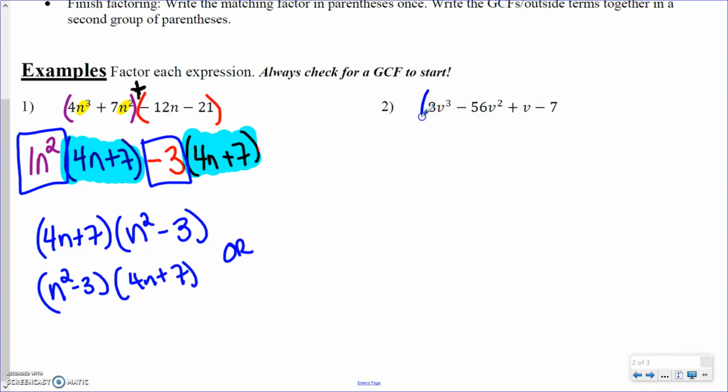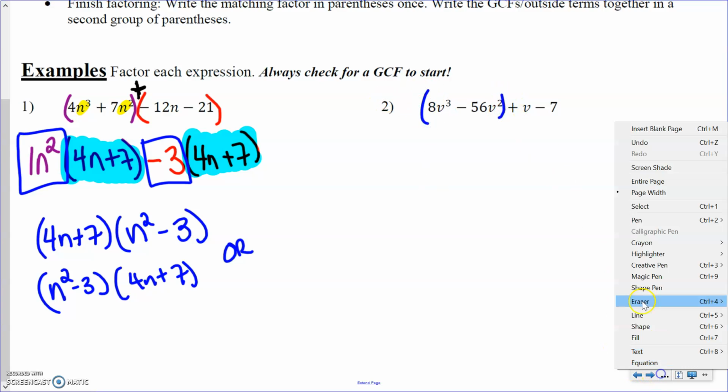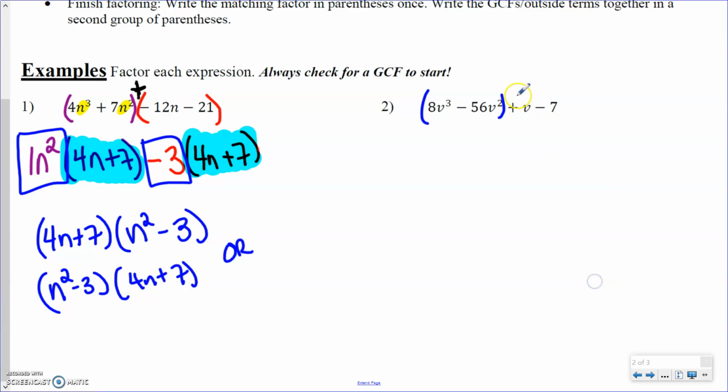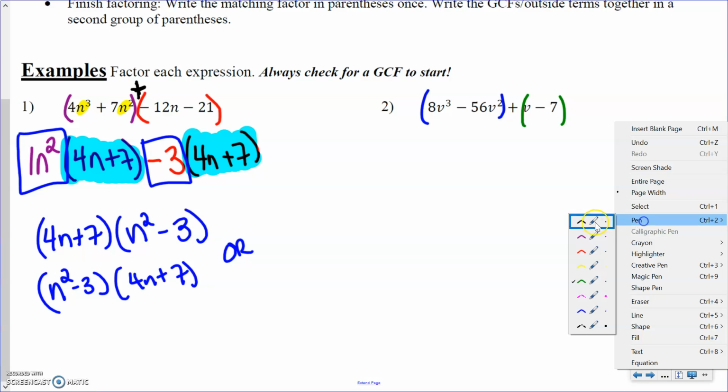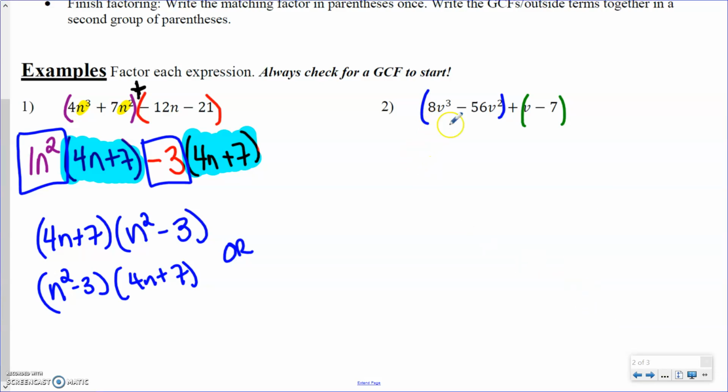Okay, let's do it again. I'm going to make my first group blue this time, and I'm going to make my second group green. So in my blue group, I can divide 8 and 56 both by 8. They also both have v's, and my smallest exponent is 2. So 8 divided by 8 is 1. I'm not going to write it there. And if I have 3 v's and I take 2 out, I have 1 v left.